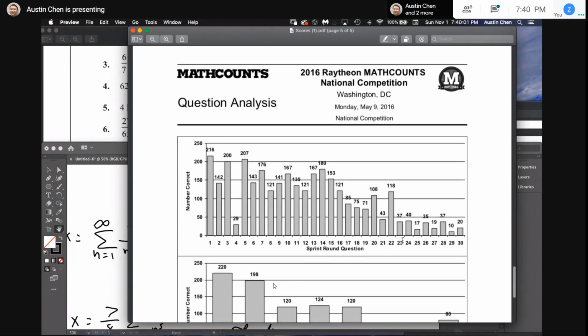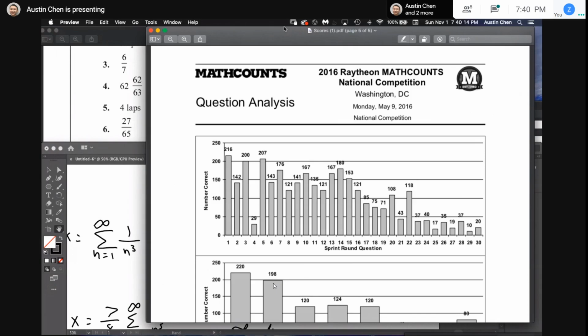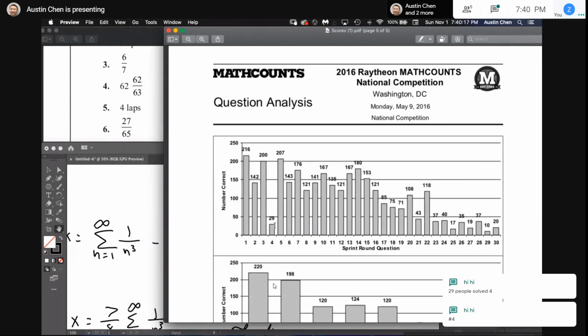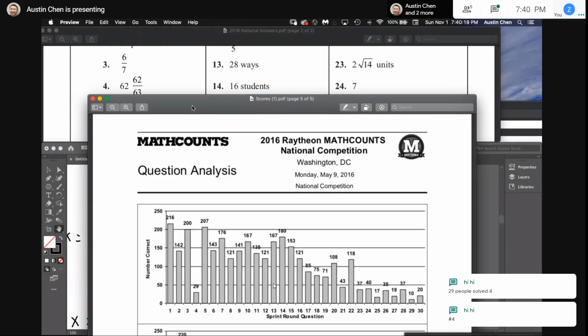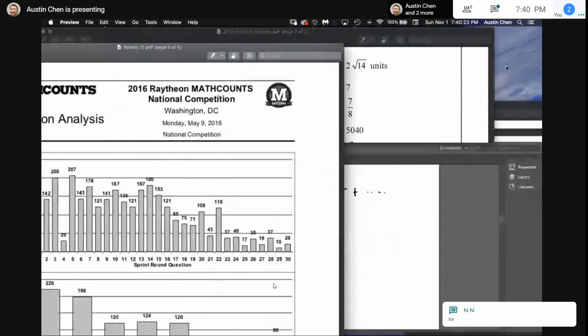Yeah, looking at the score distributions, you can see that this problem was really tough. Only 17 people got it right. This is pretty cool to look at. Apparently number 4 was really hard, but I don't know. Me and Bill thought it was not that hard. We can go back and look at it.